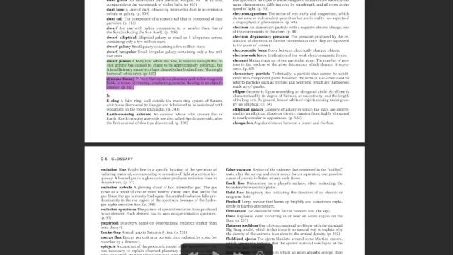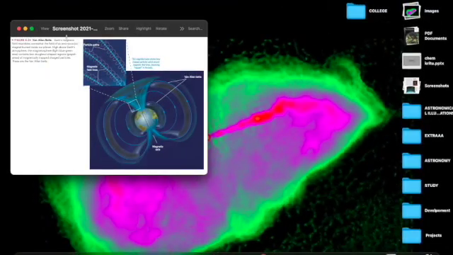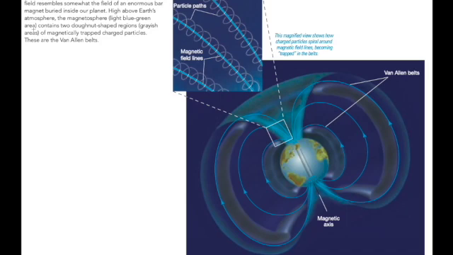Next is dynamo theory: a theory that explains planetary and stellar magnetic fields in terms of rotating, conducting material flowing in the interior of an object. A dynamo is nothing but an energy generating, magnetic field generator. Magnetic field generator is a dynamo. The Van Allen belt is the end point of the magnetic field of the earth.